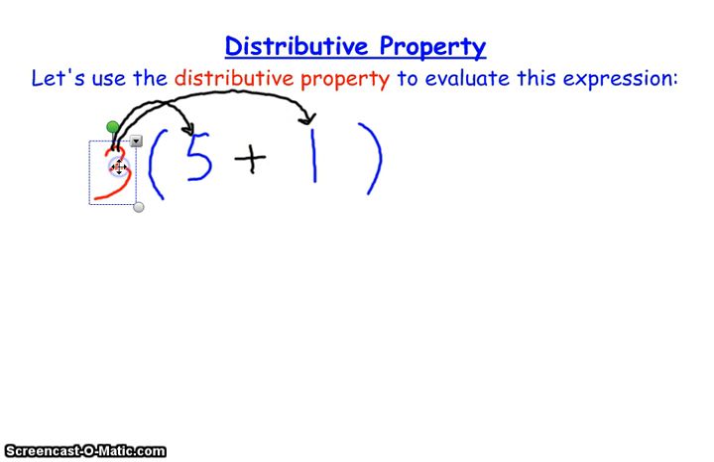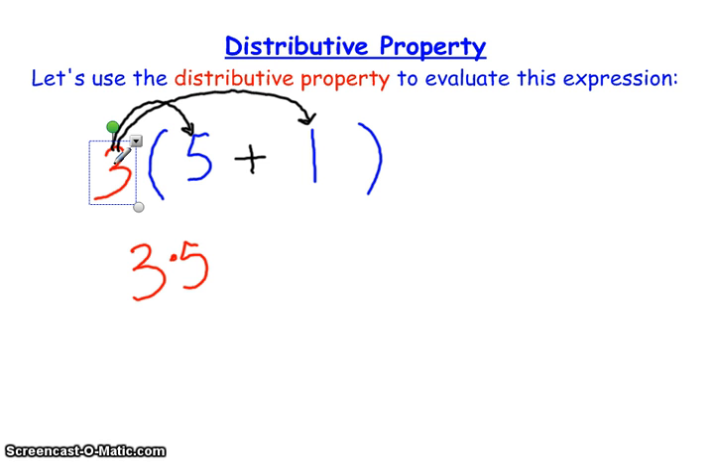So, parentheses mean multiplication. So, I'm going to simply take the 3 and group it with the 5, and I'm going to multiply them together. Why? Again, because the parentheses means multiplication.